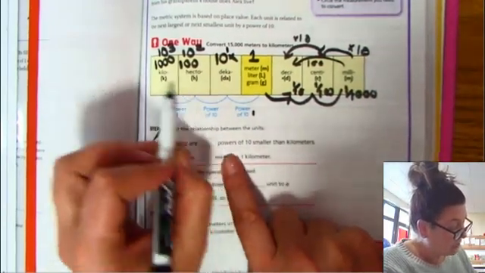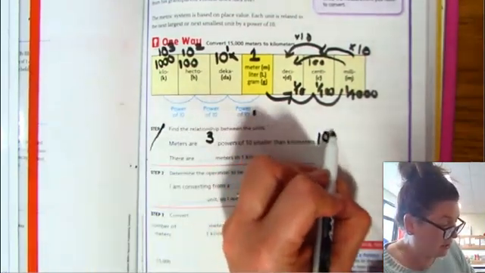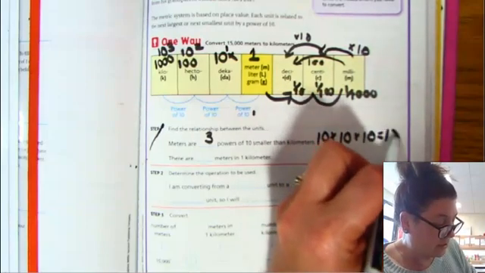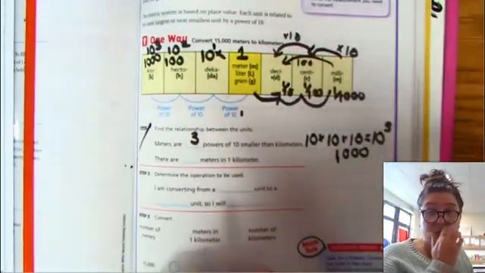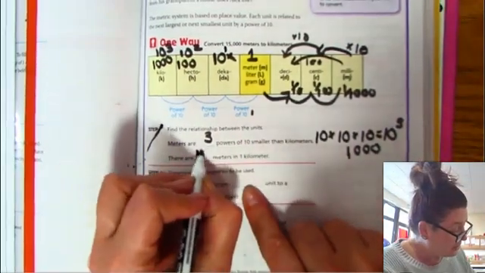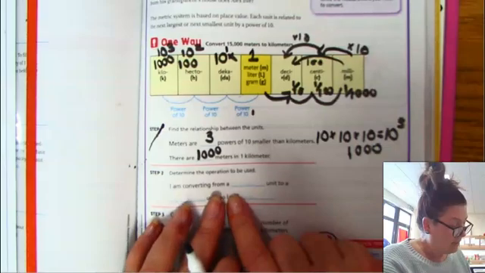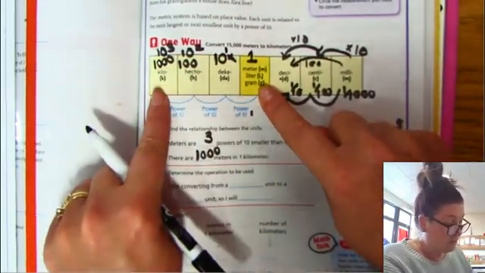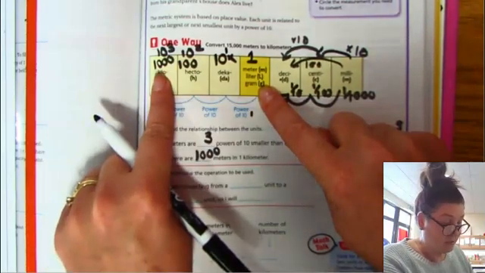So meters are how many jumps? 1, 2, 3 powers of 10 smaller than a kilometer, which is equal to 10 to the third power, or 1,000. And this is the lesson, so if all this is new, that's okay. So there are 1,000 meters in a kilometer. Determine the operation. When I am converting from a smaller unit to a larger unit, what are you going to do? If I'm going from meters to kilometers, what do I do?